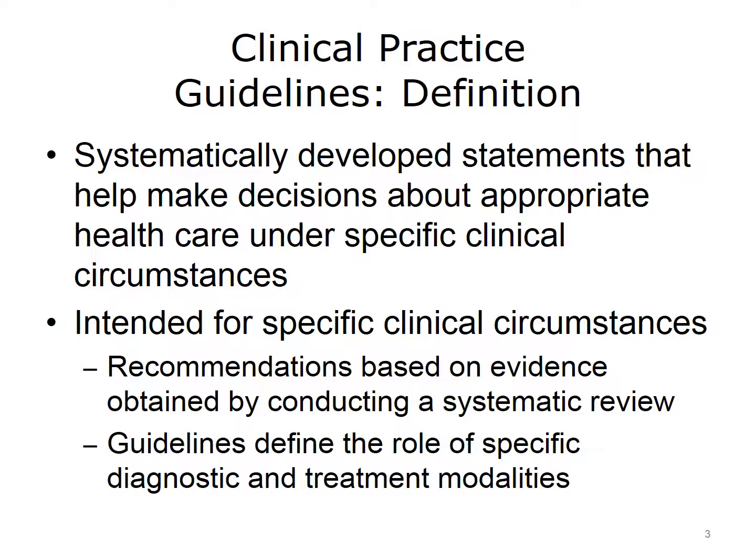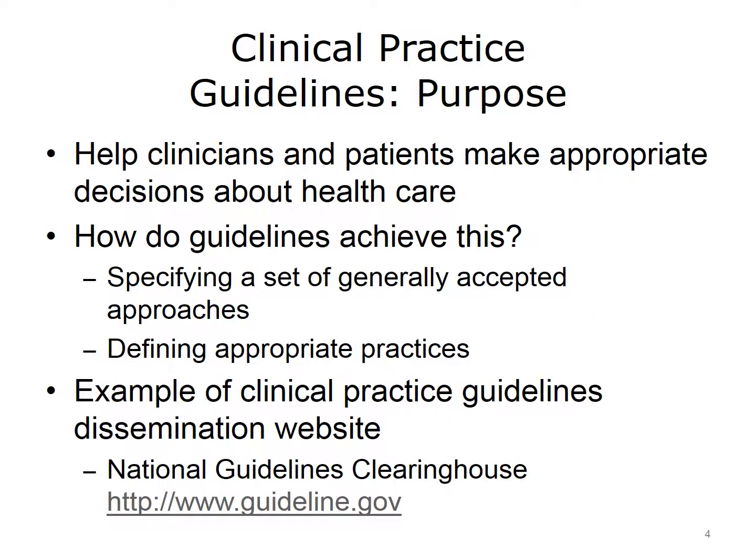As we saw in the last lecture, clinical practice guidelines are systematically developed statements that help the clinician and the patient make decisions about appropriate health care under specific clinical circumstances. These guidelines are recommendations which are based on evidence that usually has been gathered by conducting a systematic review of the medical literature. Guidelines define the role of specific diagnostic and treatment modalities in the diagnosis and management of specific diseases. Why do we need clinical practice guidelines?